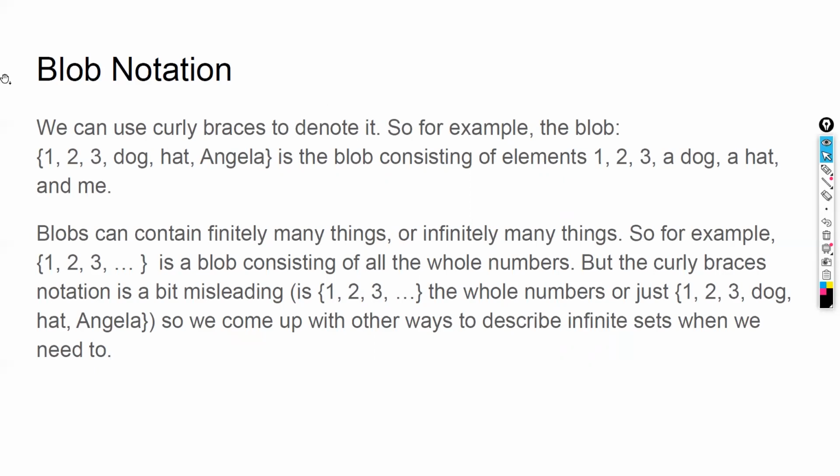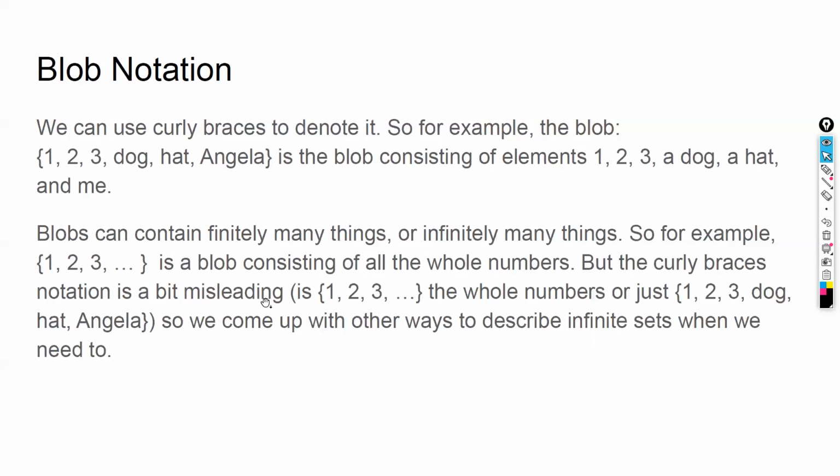Now let's talk a little bit about blob notation. Whenever we have a blob, we can use curly braces to denote it. So for example, the blob {1, 2, 3, dog, hat, Angela} is just the blob consisting of the elements 1, 2, 3, a dog, a hat, and me. Blobs can contain, as we saw, finitely many things. For example, this set right here contains 6 objects, or it could contain infinitely many things.